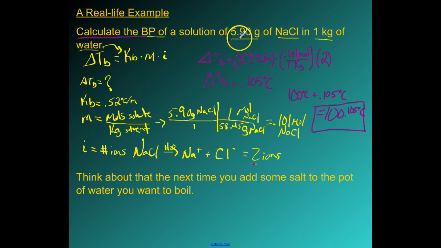5.9 grams of salt is quite a bit. So the next time that you add some salt to the pot of water that you boil, it's not really going up that much in temperature. You have to add a lot of salt in order to get it to go up a high temperature.